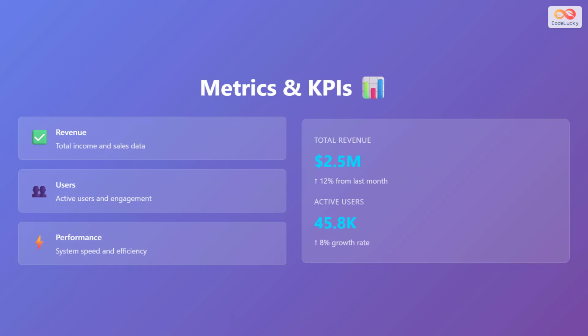Dashboards track important metrics to measure business success. Revenue shows the total income and sales data your organization is bringing in. Users represent the number of active users and their engagement with your platform. Performance metrics indicate how fast and efficiently your systems are running. For example, a business dashboard might display total revenue of $2.5 million with a 12% increase from the previous month, and active users of 45,800 with an 8% growth rate.